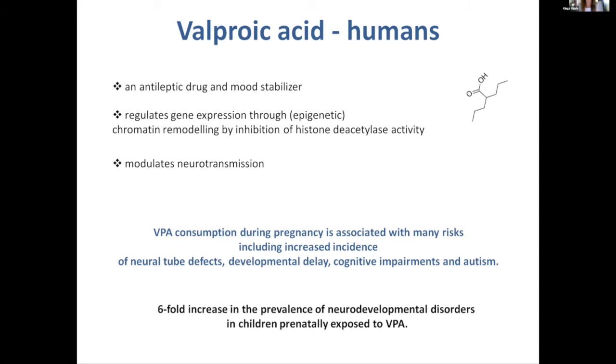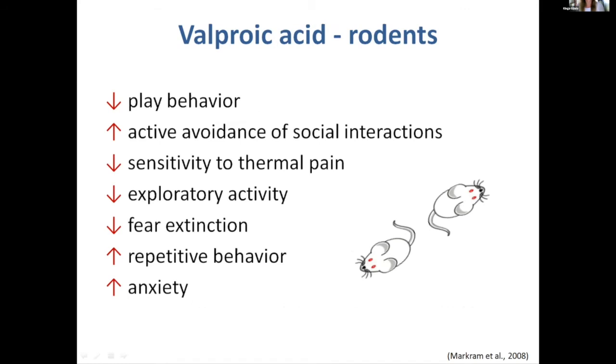Given this link between VPA consumption during pregnancy and ASD occurrence in humans, VPA exposure has been proposed as an animal model of autism spectrum disorder. From several studies, we know that valproic acid exposure may lead to reduced play behavior, reduced sensitivity to thermal pain, reduced exploratory activity, and also attenuated anxiety and impaired social communication.